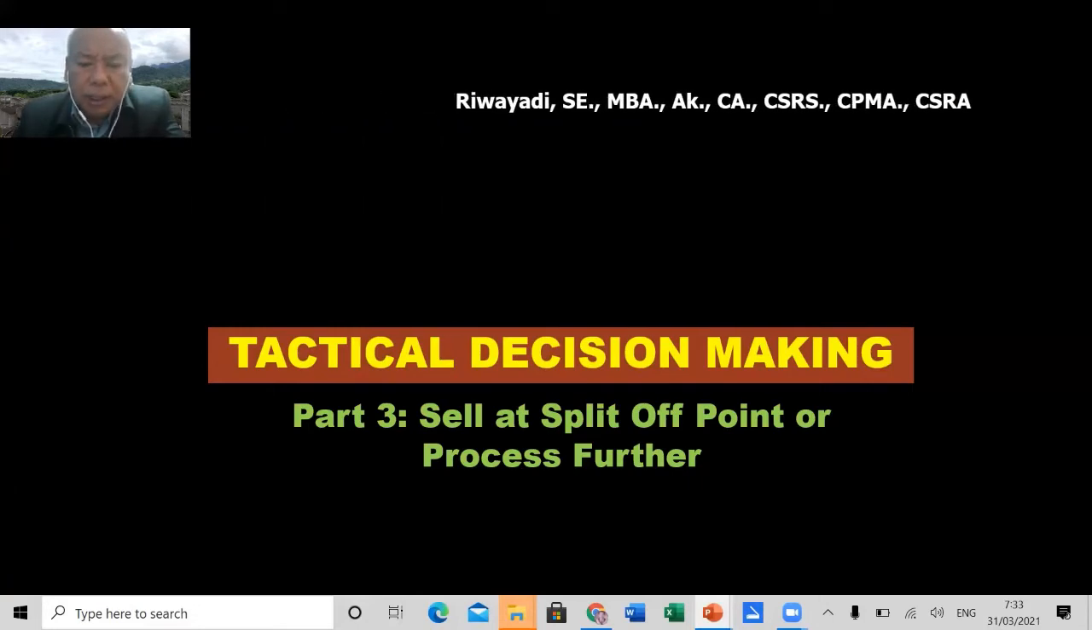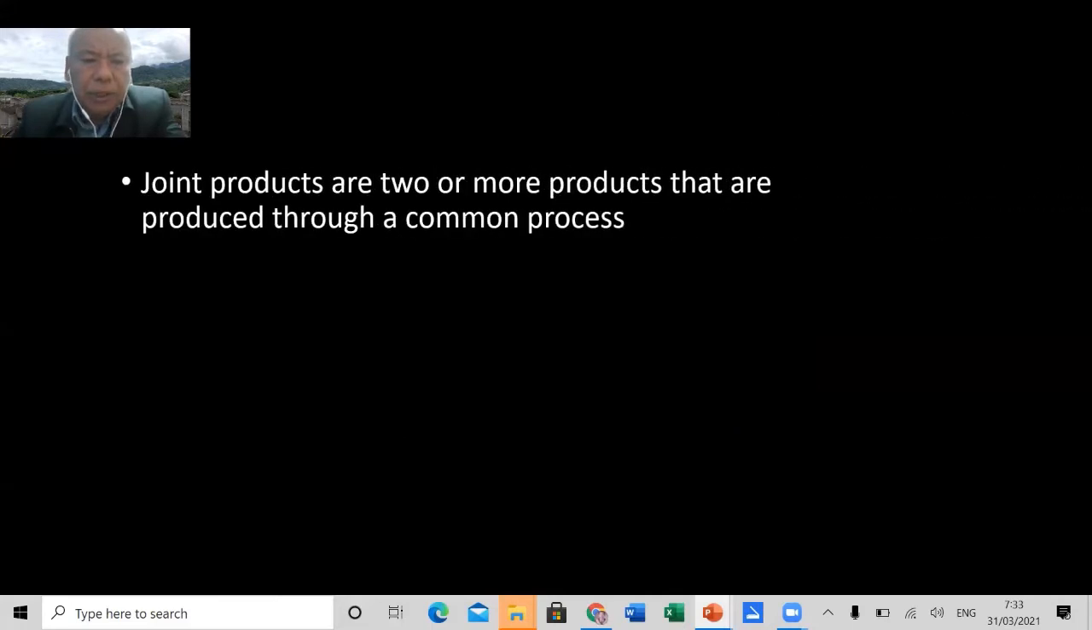So this decision is related to joint products. What does joint product mean? Actually, two or more products that are produced through a common process. These products have a high sales value. The product that has a low sales value we will consider a byproduct. But in this case, we just focus on joint products.